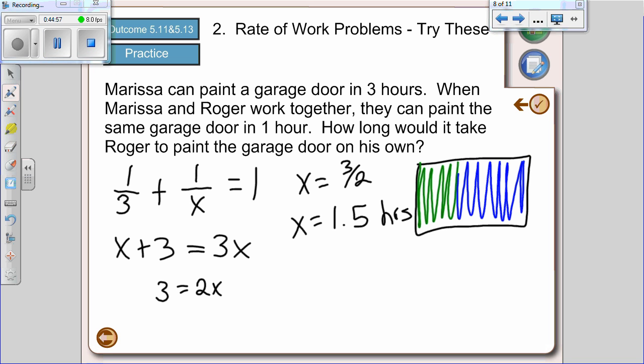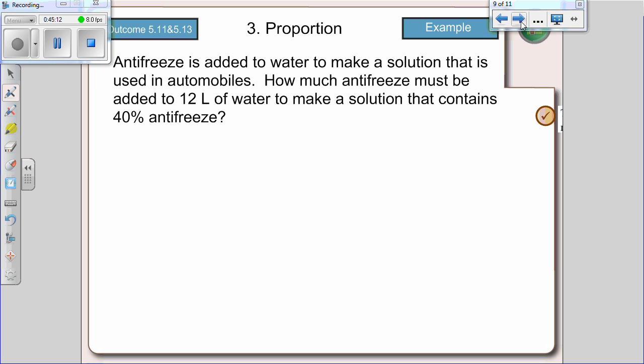Okay, the proportion question. And I like this one because I would want to just do common sense in this question. My common sense would not give me the right answer. And this is how I would look at it. So, antifreeze is added to water. You have a bucket of water. To make the solution that is used in automobiles. How much antifreeze must be added to 12 liters of water to make a solution that contains 40% antifreeze?